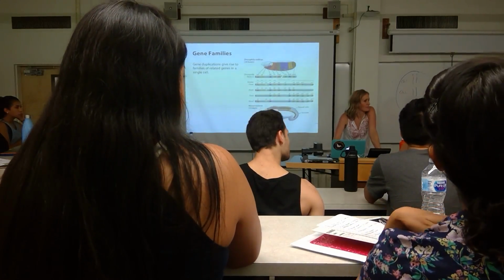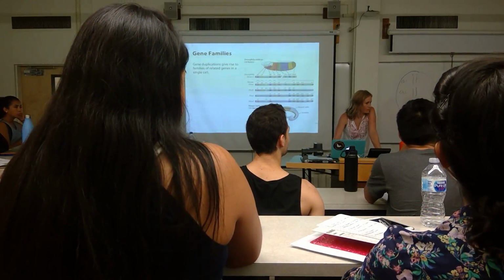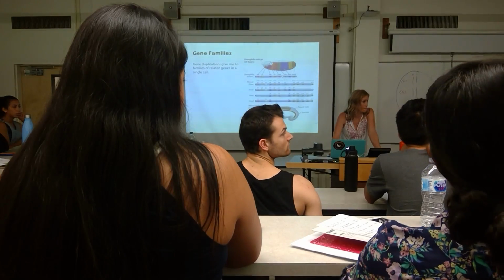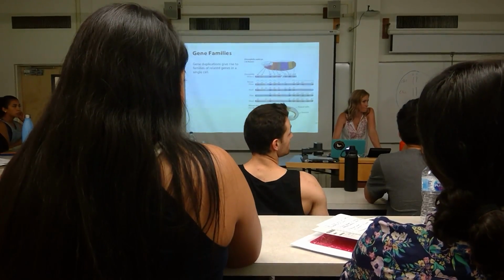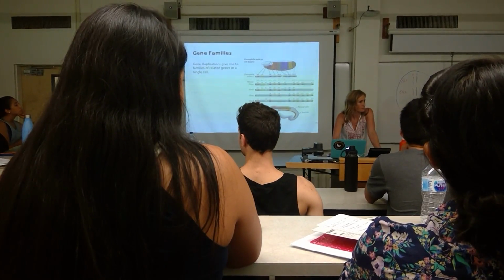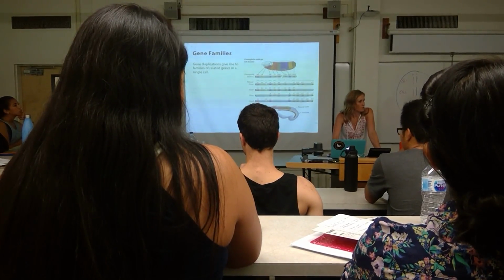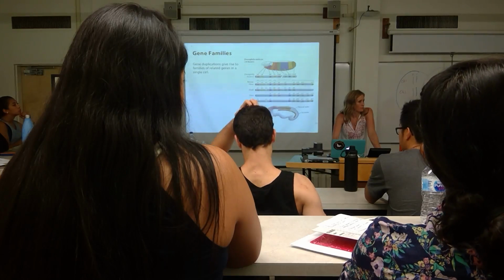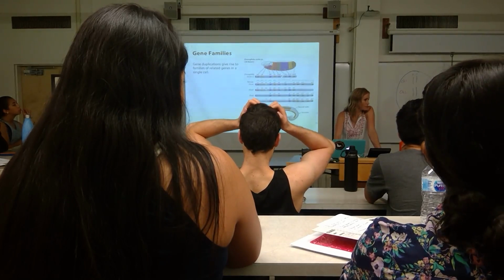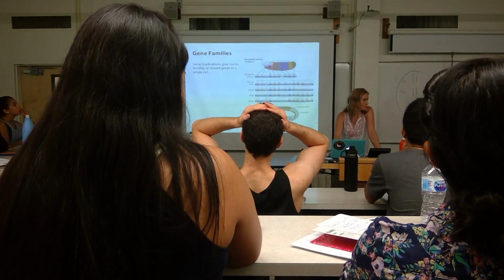Yeah. So if two members of a gene family, gene A and gene B, are part of the gene family, and one diverges too much after so many years, would that still be considered part of the same gene family? If it diverges so much and loses the same function? Yeah, if it loses function.